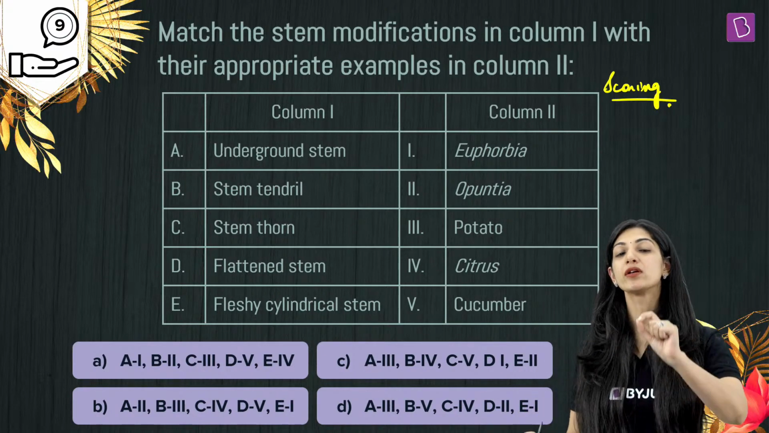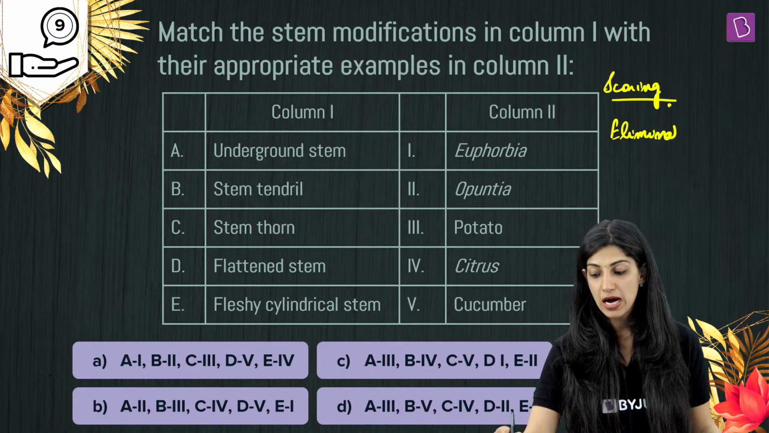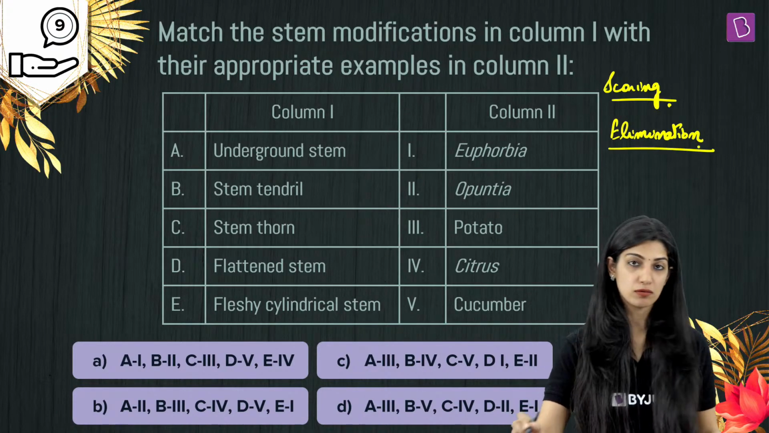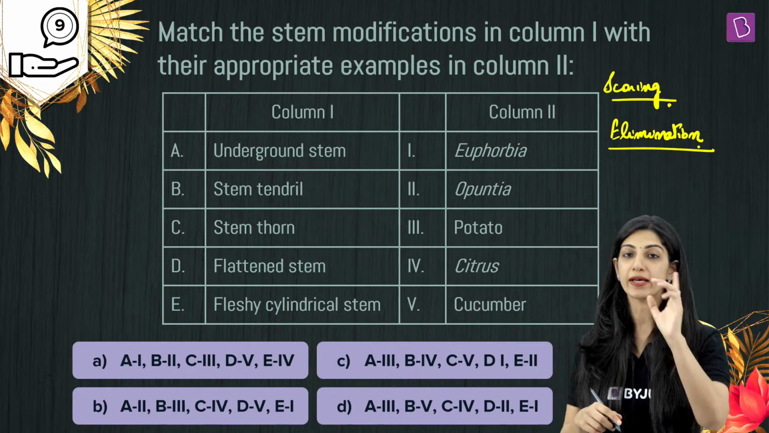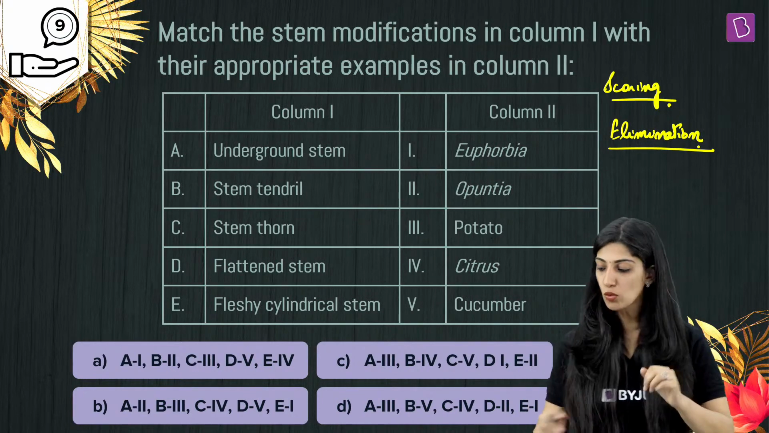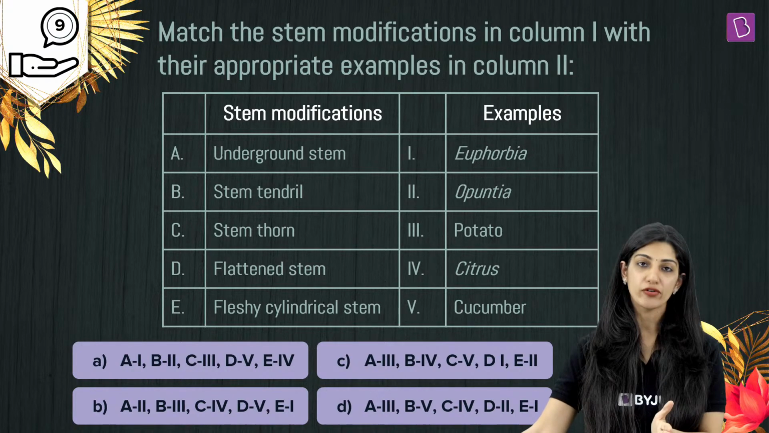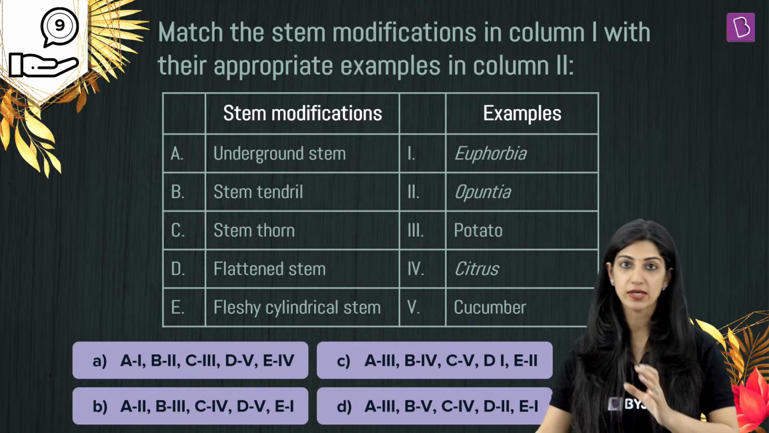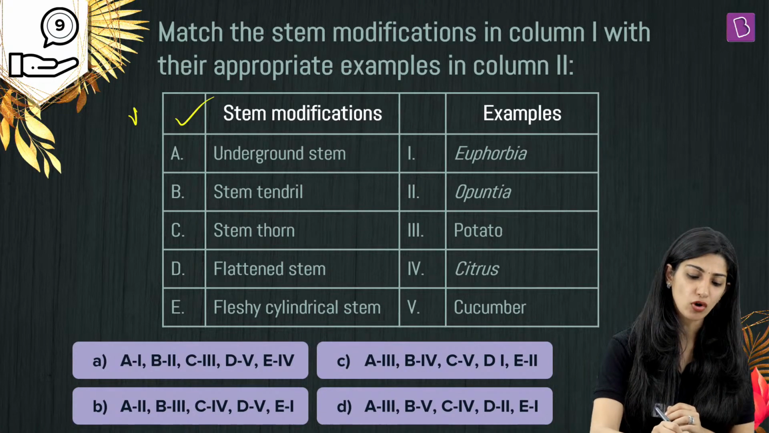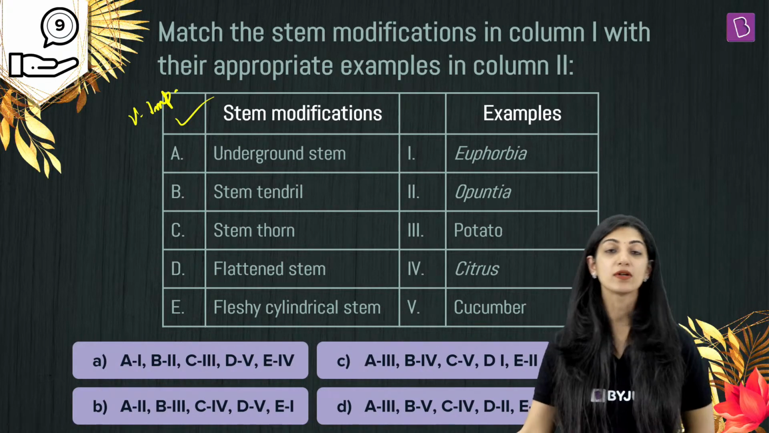Because you can use the elimination method. I'll use it right now standing here in the class, and you will see how it helps you towards accuracy and speed. So what do you have here? In column 1, we have the stem modifications, all the possible ways in which stem modifies. This is a very important topic which you should know, the stem modifications. And in the other column, I have the examples.